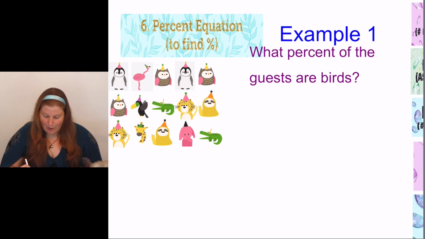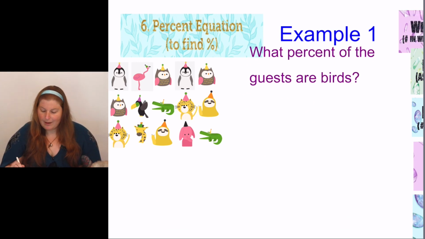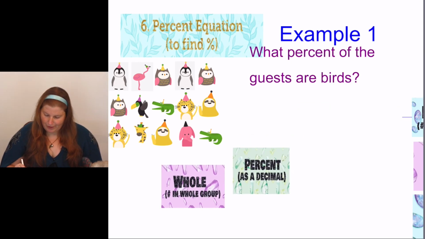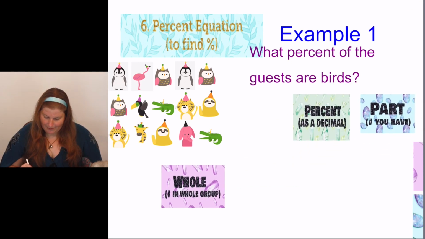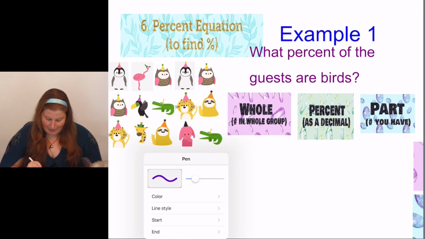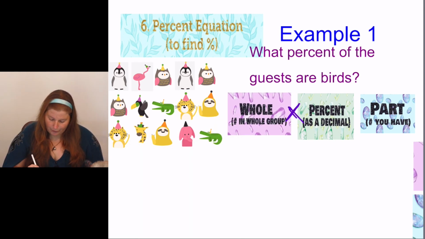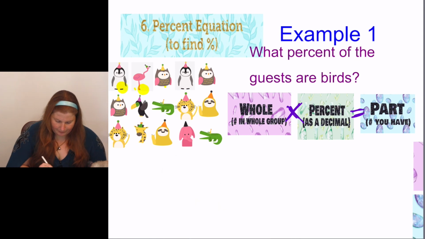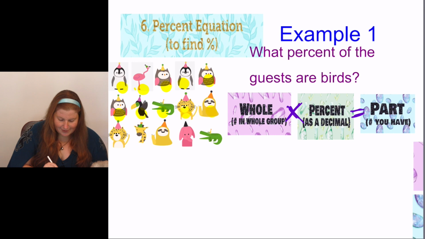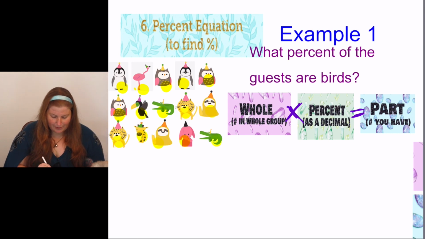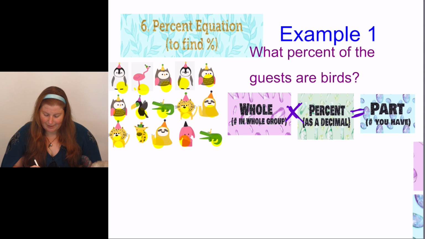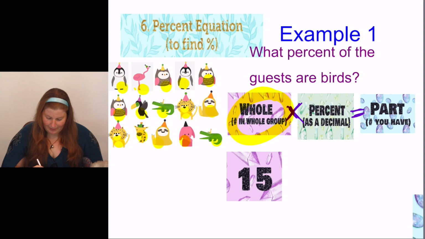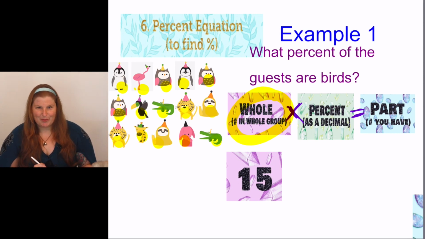Question 1 is, what percent of the guests are birds? So first I'm going to set up my percent equation by taking the 3 parts of that equation. And then I'm going to write out that the whole group times the percent I have is equal to the number I have. Let's start by counting how many are in the whole group here. 1, 2, 3, 4, 5, 6, 7, 8, 9, 10, 11, 12, 13, 14, 15. So I can now replace the whole, or the number in the whole group, with 15, because there are 15 animals in the whole group.